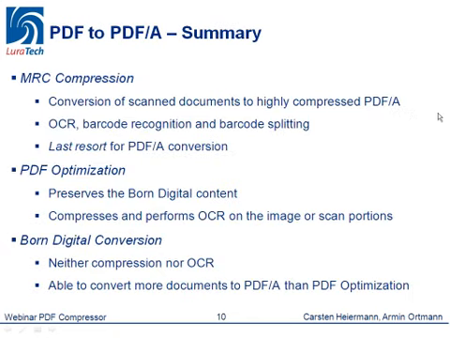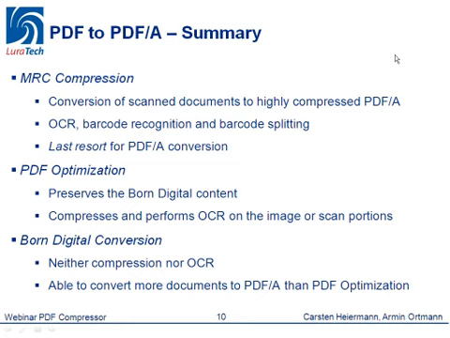Okay. Yeah. Here's once more a summary of the 3 modes. MRC compression, as Armin outlined, is mostly used for scanned input file formats. Of course, it can be the last resort to convert really difficult files to PDFA, though. But it is mostly done for compressing, OCRing, doing all the more scanned documents oriented things like barcode processing and whatnot.